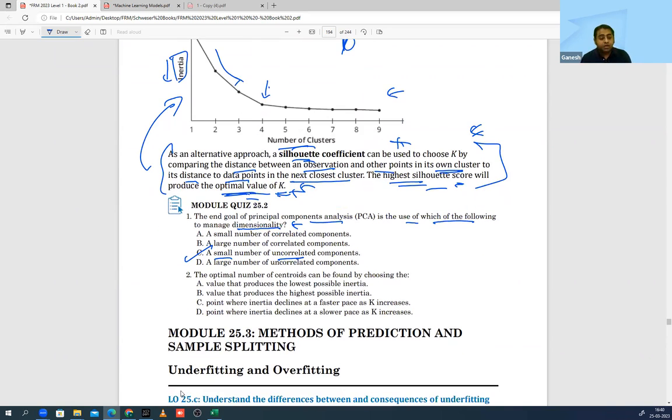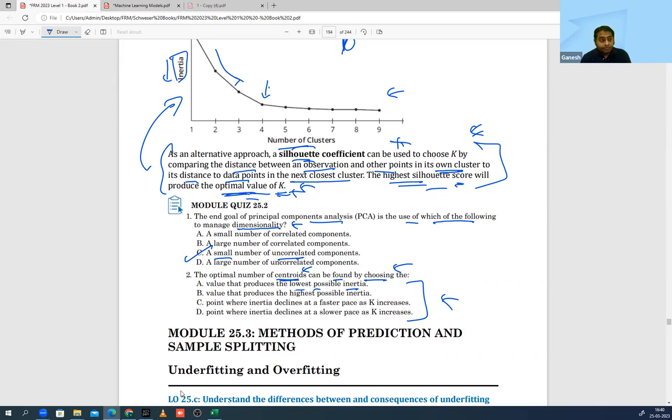Okay, next part, the optimal number of centroids can be found by choosing what? Centroid over here means cluster, because the centroid is the center of that cluster. Which approach should give me the answer? Where the inertia is the lowest possible. That will give you the appropriate number of centroids.